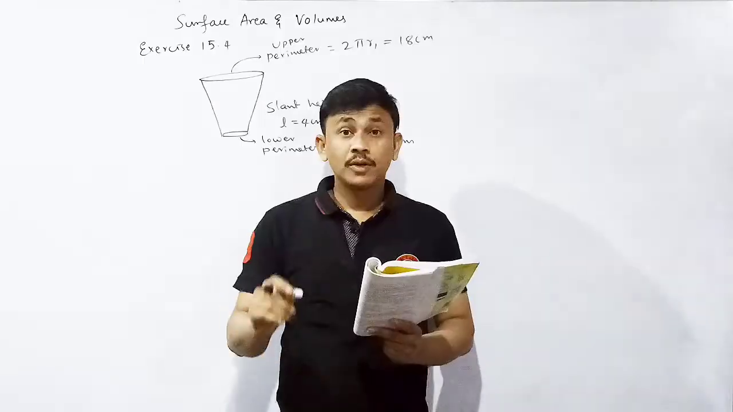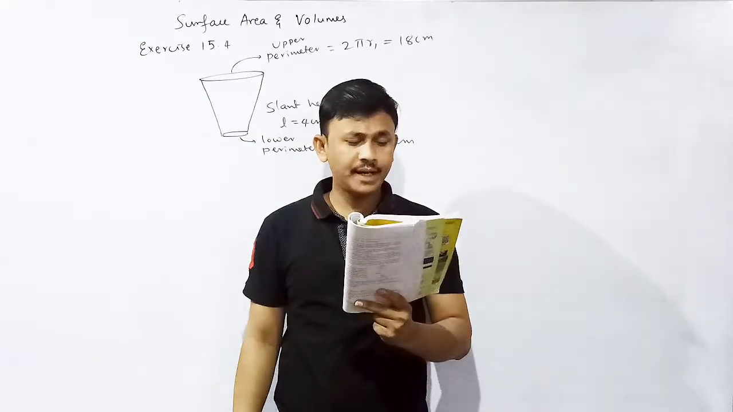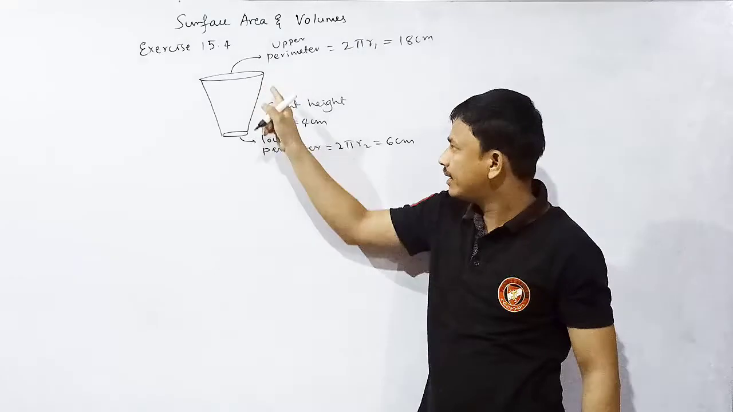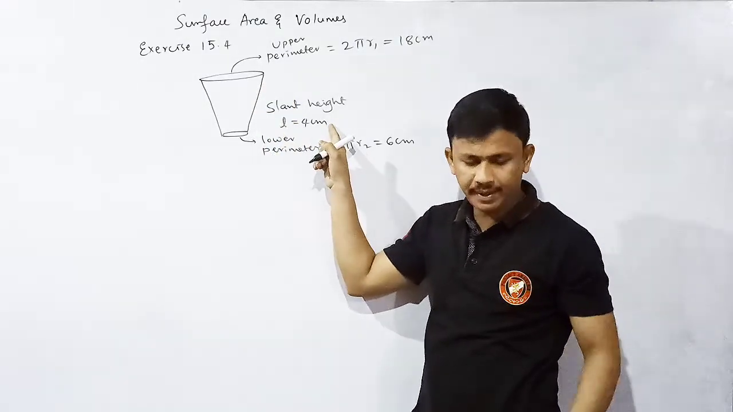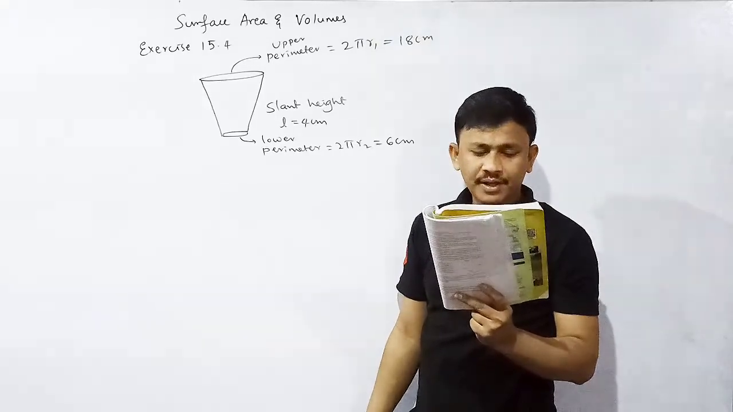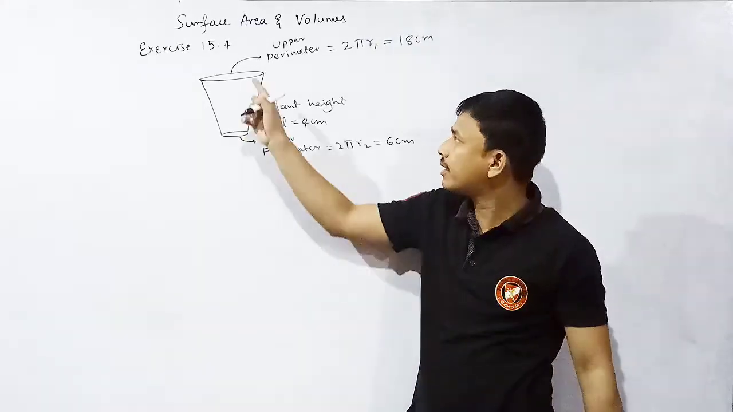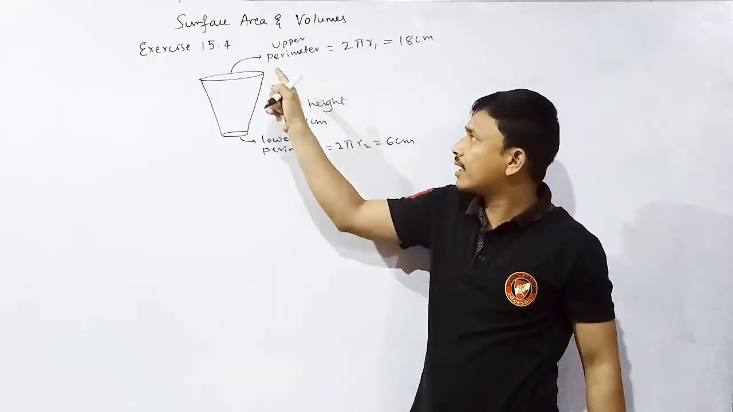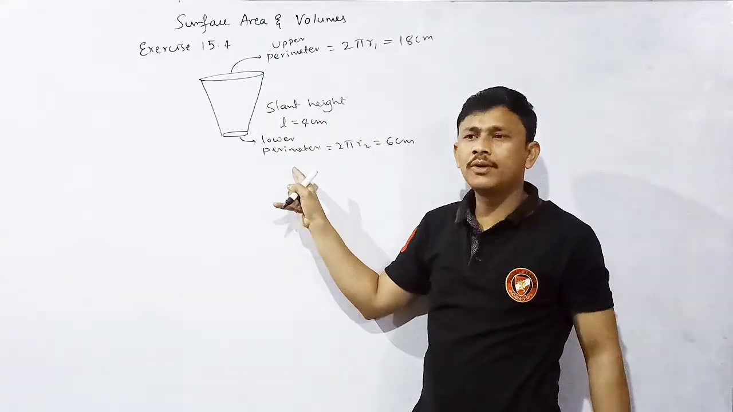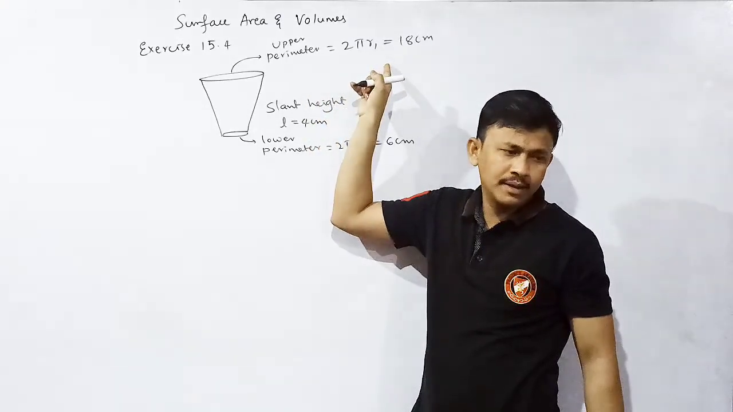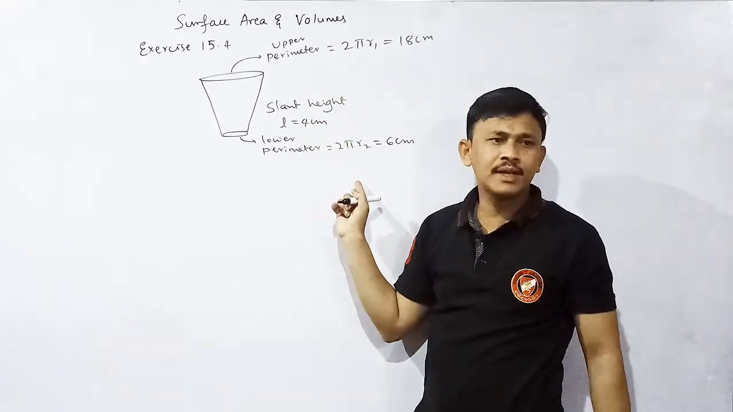Question number 2. The slant height of a frustum of a cone is 4 centimeter. The slant height L is equal to 4 centimeter. And the perimeters, that is circumferences of the circular ends, are 18 centimeter and 6 centimeter. Consider the upper perimeter and the lower perimeter. What is the formula for perimeter? 2 pi r. Consider this one as R1, this one as R2.